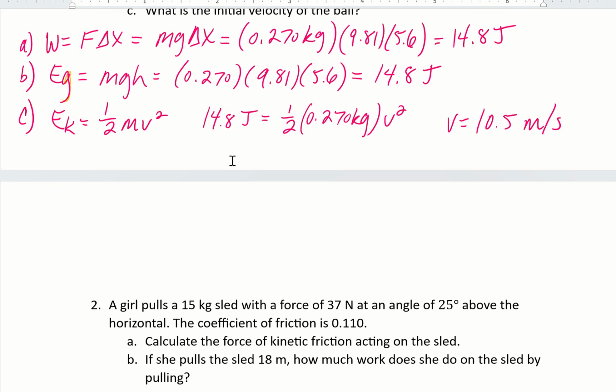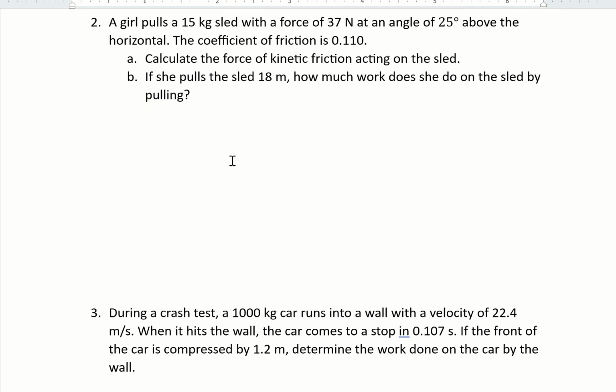All right, let's keep going. A girl pulls a 15 kilogram sled with a force of 37 newtons at an angle of 25 degrees above the horizontal, and I'm given a coefficient of friction. So calculate the force of kinetic friction, and then how much work is done if she pulls for 18 meters.